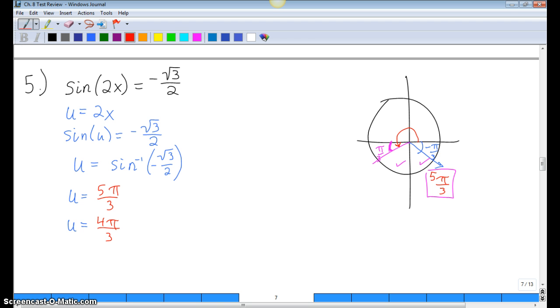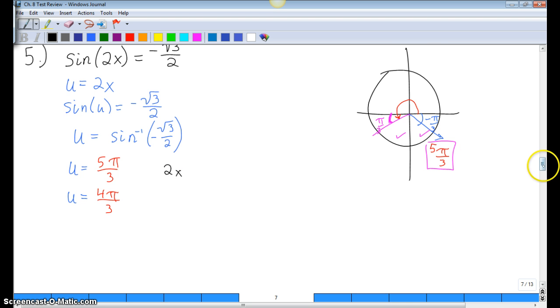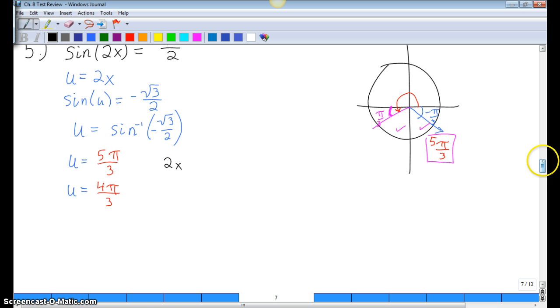So believe it or not, we're only about halfway there. And the reason is we've only solved for u. So now we go back and say, all right, u is 5 pi over 3, but that means that u was 2x. So now 2x. Let me bring the screen down a little. Right, u equals those two trig values, but u is also equal to 2x.